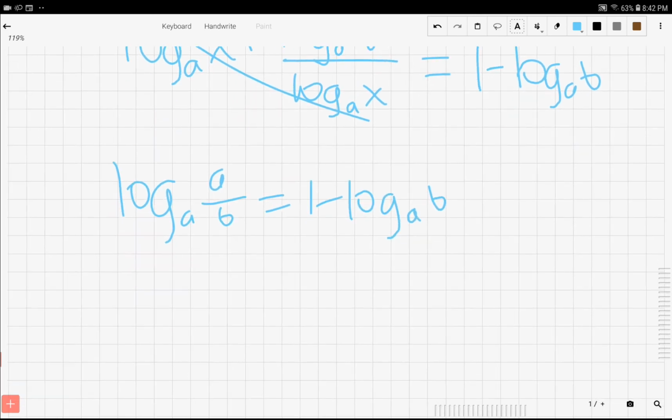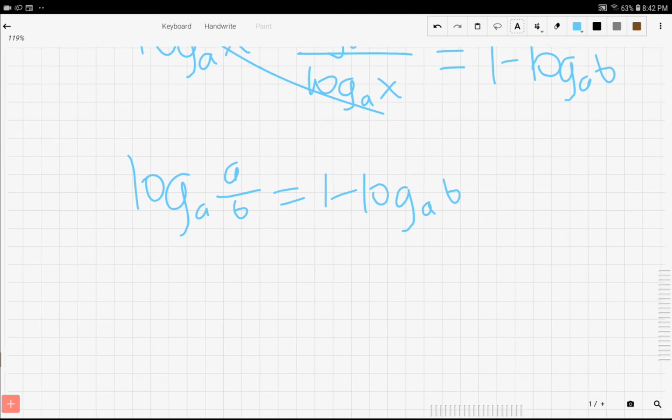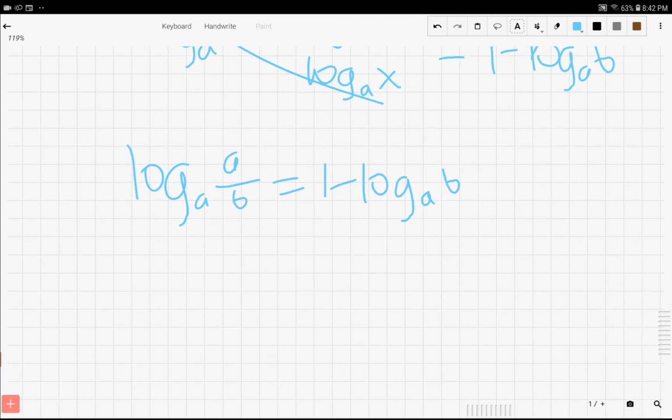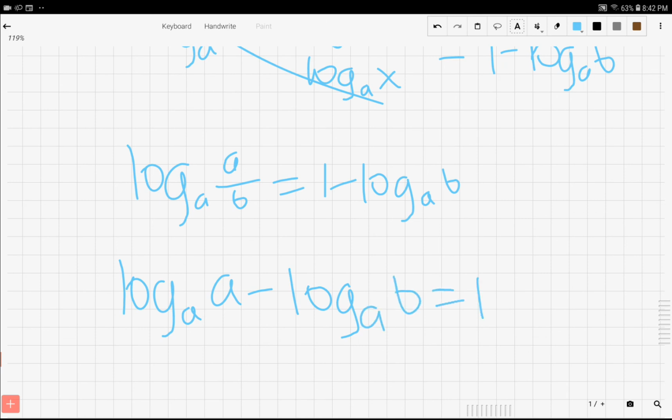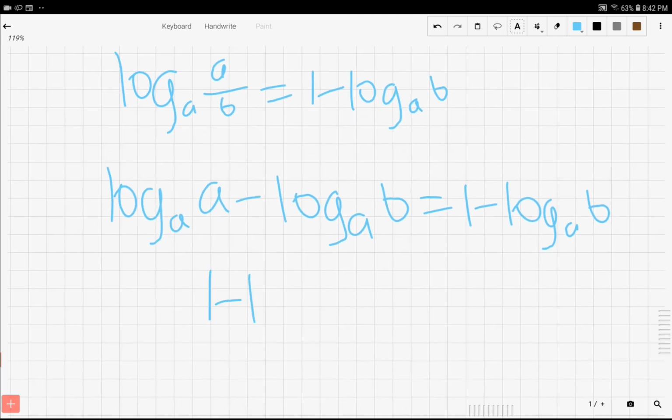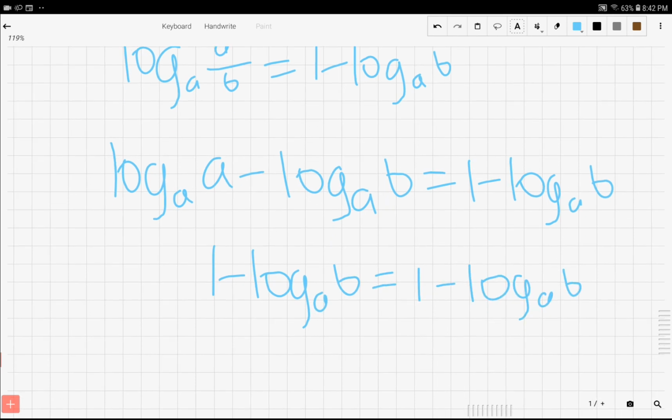And by our simple property that we learned earlier about subtraction of logarithms with the same base, we have log a of a minus log a of b is equal to 1 minus log a of b, and this simplifies to 1 minus log a of b equals 1 minus log a of b. And this is true because this right here, a to the first power is equal to a. So this is why it simplifies to 1.